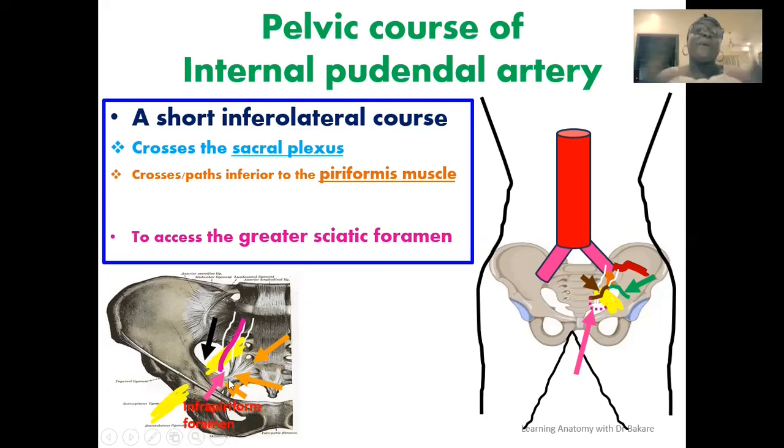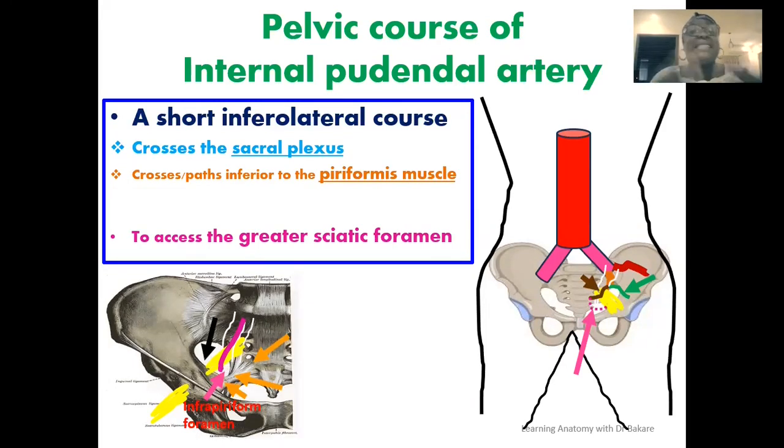And the aim is for it to be directed through the greater sciatic foramen, specifically through the infrapiriform foramen, which of course is a subset of the greater sciatic foramen, for it to be able to exit the pelvic cavity. So at this region, you see that it is directed to the point where it will be exiting the pelvic cavity. So this is the pelvic course.